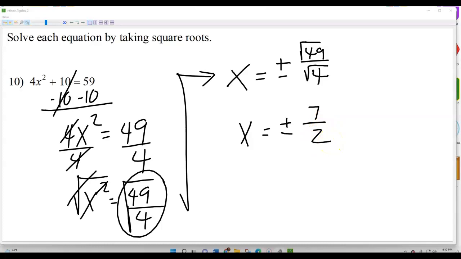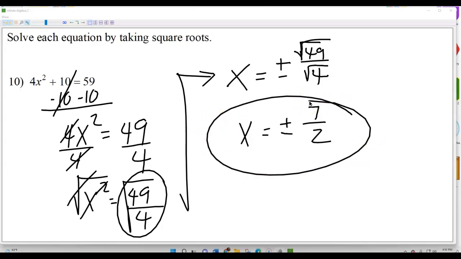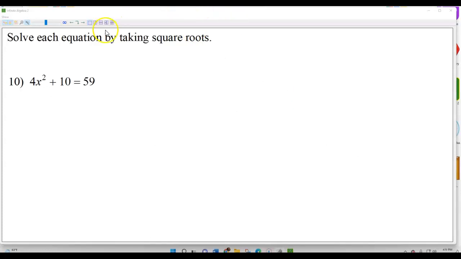Now, just so you guys know, sometimes these square roots don't come out perfect. So if you ever have a square root on the bottom and it doesn't go away, let's say it was a square root of 3, you have to get that square root off the bottom. We've talked about how to do that many times. Or sometimes when you take a square root, it's not a perfect square root, so you have to break it down and take out your pairs. But either way, that's the idea. And there's our final answer. So x is 7 over 2 and negative 7 over 2. So that's the method we use for taking square roots.